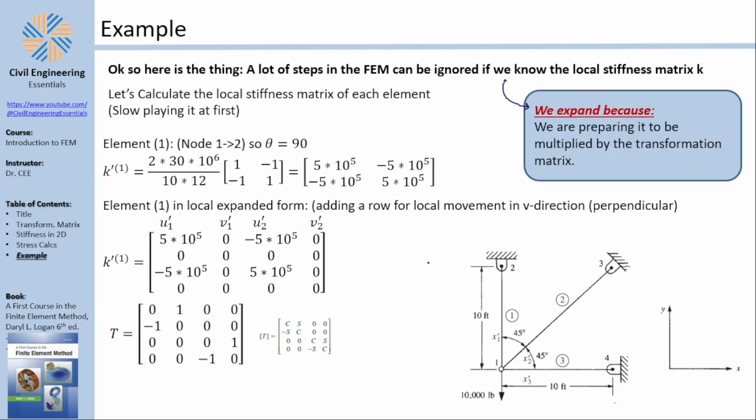Well, remember, if you say element 1 is from 1 to 2, then your theta is 90, which means your cosine is 0 and your sine is 1. And you can see here cosine, sine, 0, 0, negative sine, cosine, 0, 0, 0, 0, cosine, sine, 0, 0, negative sine, cosine. This is this. You have your transformation matrix. You have your local stiffness matrix.